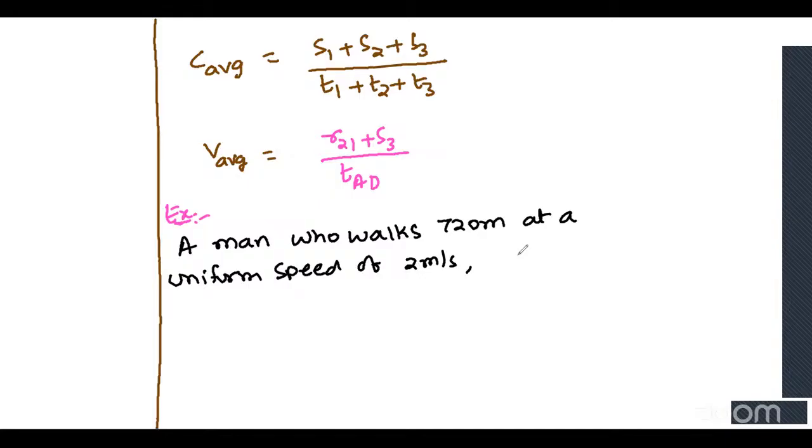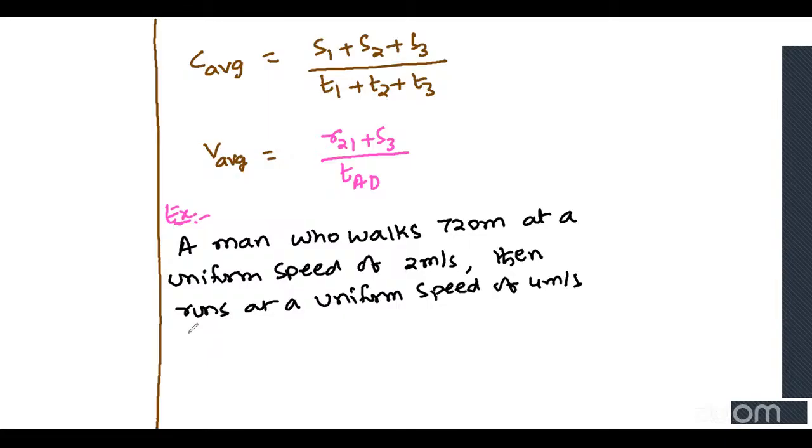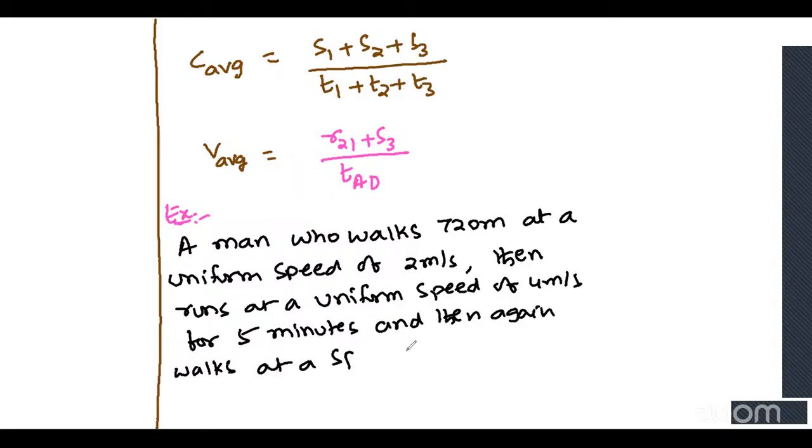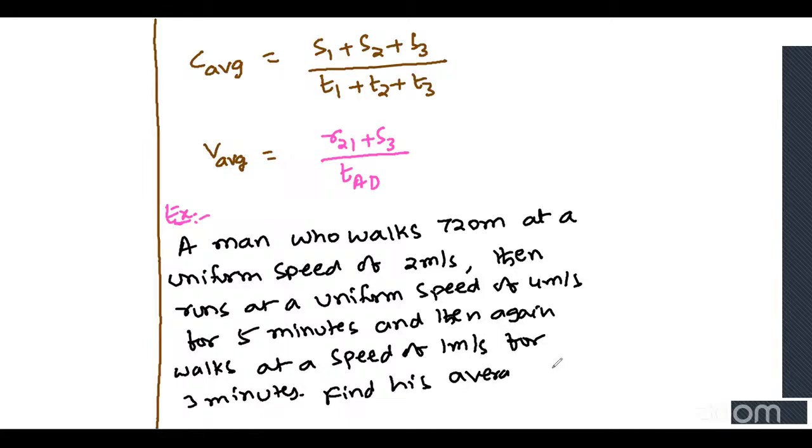then runs at a uniform speed of 4 meters per second for 5 minutes, and then again walks at a speed of 1 meter per second for 3 minutes. Find his average speed. Okay?